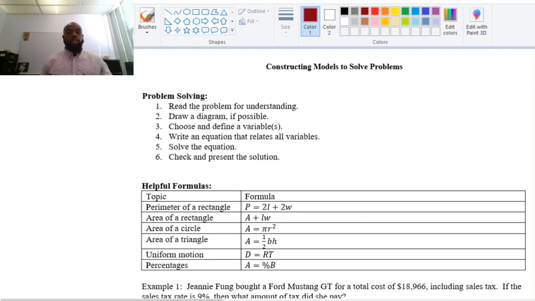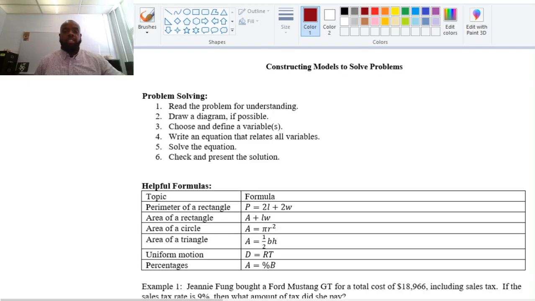In this video, we're going to talk about constructing models to solve problems. And so, of course, a lot of times people always ask, when am I going to use this? And so mathematicians and teachers come up with all of these word problems that are sort of non-realistic. However, they do require you to use a lot of critical thinking skills in order to help you solve the problems. And so we're going to look at some word problems that we can try to solve using some of the math that we've already learned so far.